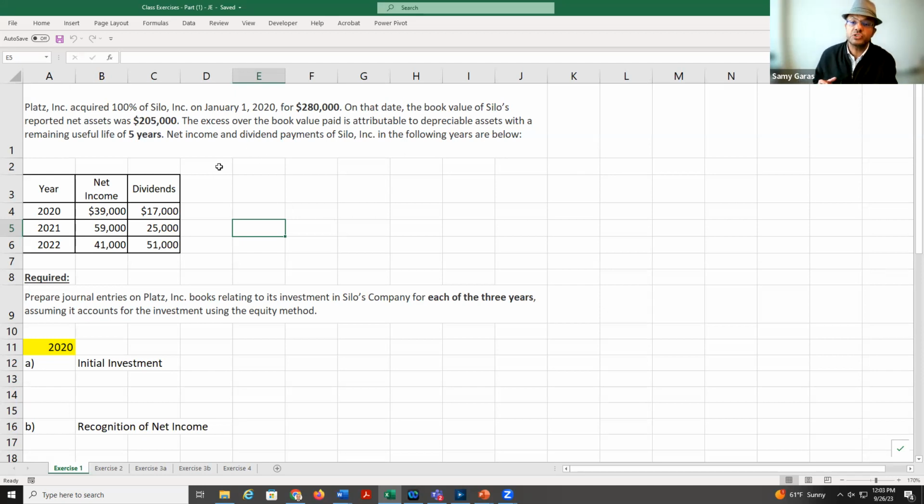75,000. Those 75, the excess, which is the 75,000, is attributable to depreciable assets with a remaining useful life of 5 years. This means we need to take the 75,000 divided by 5 years and then amortize. In the following years, so here we made the acquisition on January 1 of 2020, we come at the end of 2020, 21, and 22, and we see some income and dividends that have been made by the subsidiary that the parent company needs to recognize.